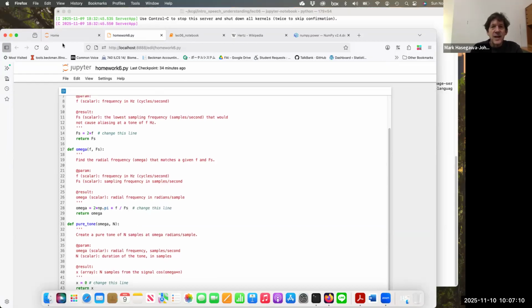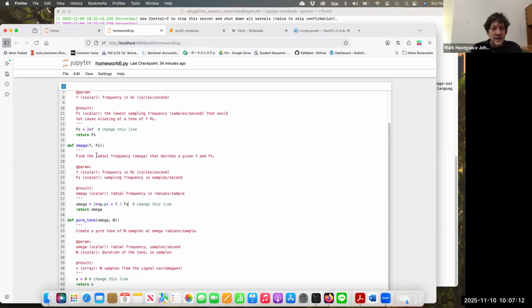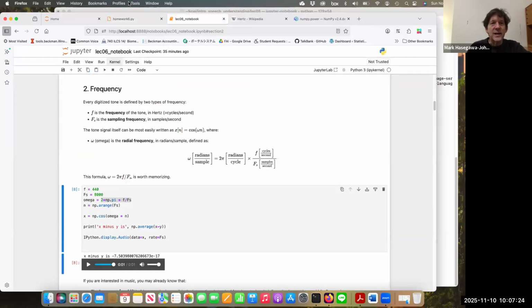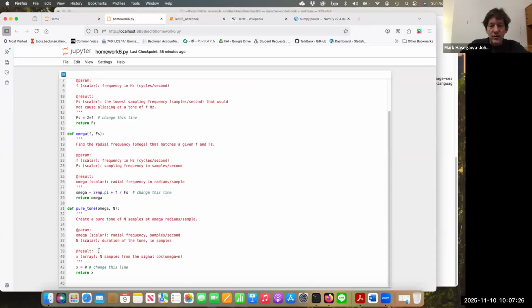And then the last problem on the homework is create a pure tone that's n samples long with a frequency of omega radians per sample. Well, that's just exactly what we showed here. That's the cosine of omega times n. It doesn't matter if it's a cosine or a sine, but let's use the cosine. Omega times, oh, we need a little n here. So we need to specify little n.